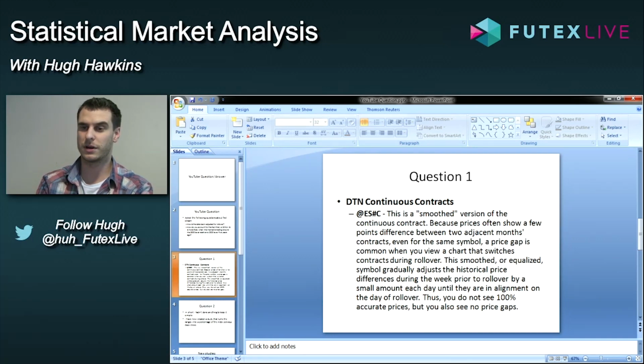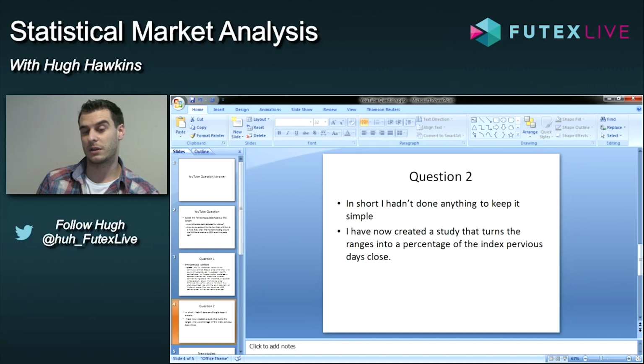So by default, Market Delta always gives you the continuous smoothed contract. So all of the studies I've been doing that have been using the continuous charts are on the @ES# C. So if you wanted to replicate them or anything like that, you need to be using that symbol, but it defaults to that anyway, even if you just use @ES#. You have to go through and manually change it if you want it different. So anyway, getting past the continuous contracts, the other question was, the answer to that is I didn't.